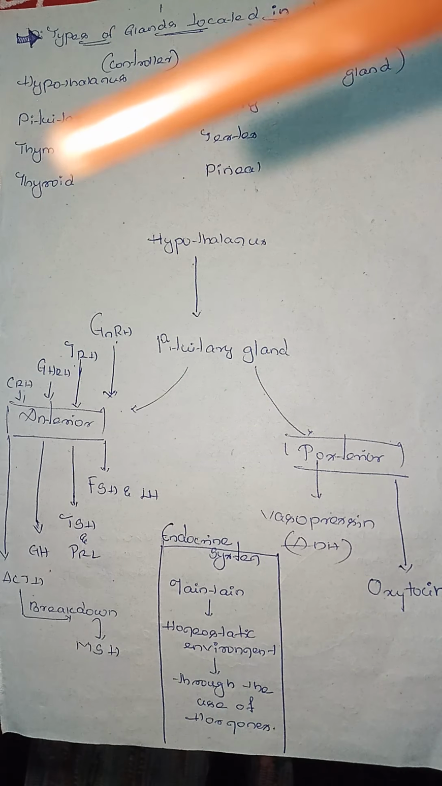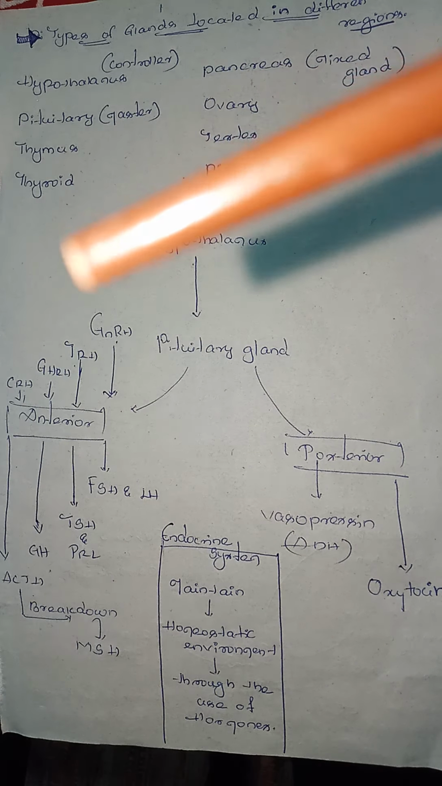prolactin. And at the same time, growth hormone releasing hormone will go and stimulate the pituitary gland to release the growth hormone. Corticotropin releasing hormone goes and stimulates the pituitary gland. It releases the adrenocorticotropin hormone. For the further breakdown of adrenocorticotropin hormone, it will release another specific hormone like melanocyte stimulating hormone.